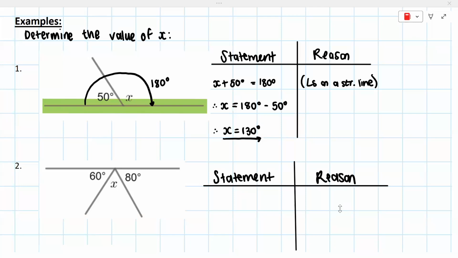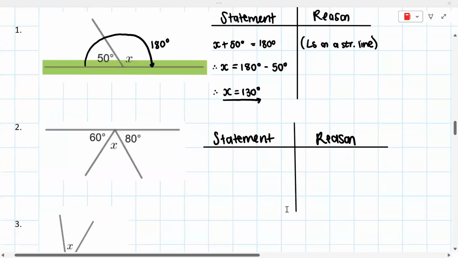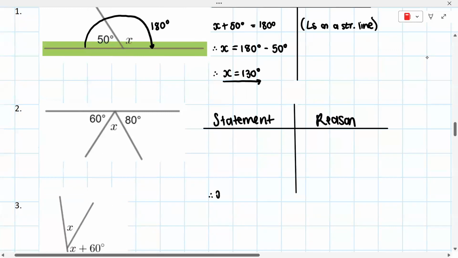Good, guys. All right, would anyone like to raise their hand to give us the answer as well as the reason for this question? Tanyane? Hello, ma'am. Hi. So the answer is 40 degrees. Perfect. And the reason is because of angles on a straight line.